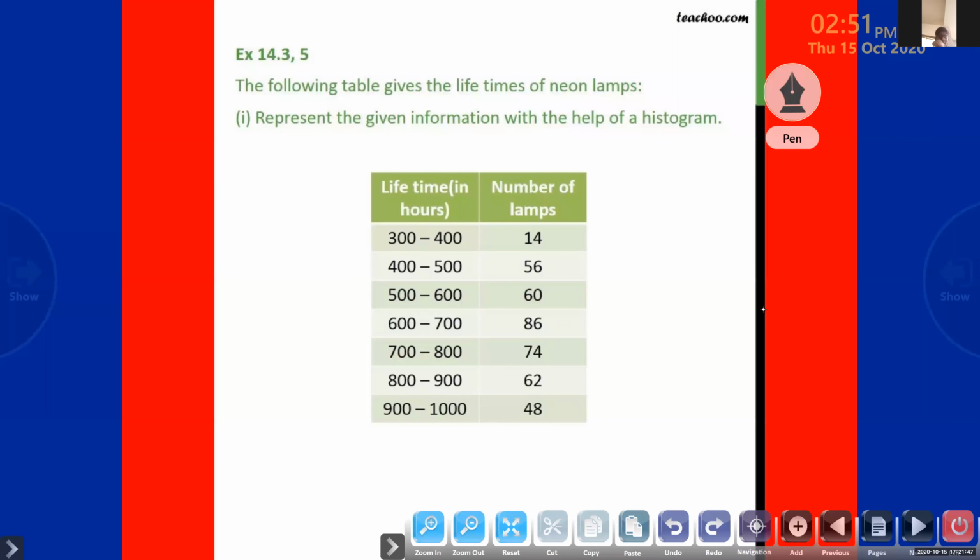And this is the question. Just look at the question. Can you draw the histogram for this? So this is the third question for you. Histogram. Write this question and start drawing fast.